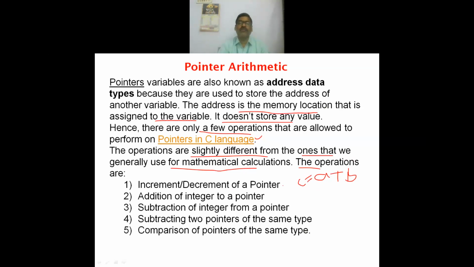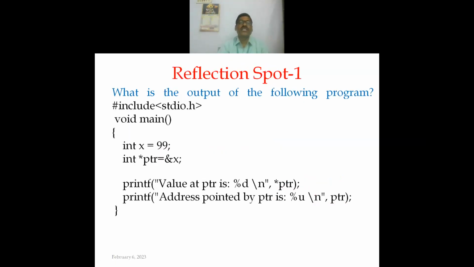So the valid operations that we can do on pointers are increment or decrement of a pointer, addition of an integer value to a pointer, subtraction of an integer from a pointer, subtraction of two pointers of the same type, and comparison of pointers of the same type. So these are the 5 different valid operations that we can perform on pointers, and these 5 operations are generally called pointer arithmetic. Fine.